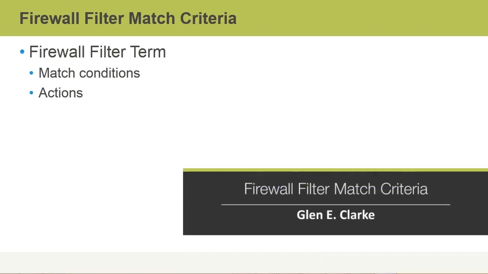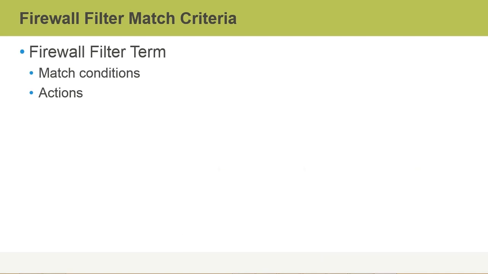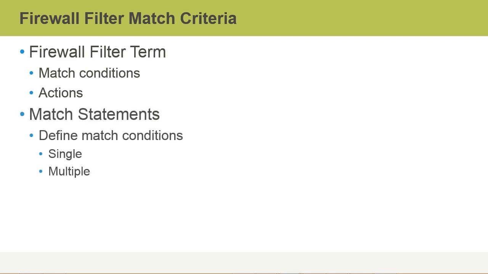In this video, we'll discuss firewall filter match criteria. When creating a firewall filter term, it's very similar to creating a routing policies term. When configuring the firewall filter term, you specify the match conditions and the actions that go with those match conditions. Now, the match conditions are specified using what we call match statements.